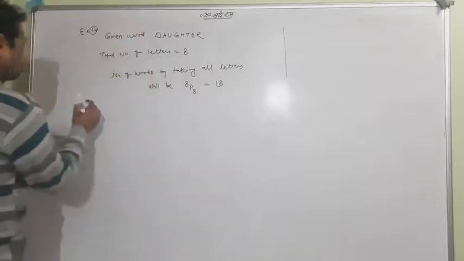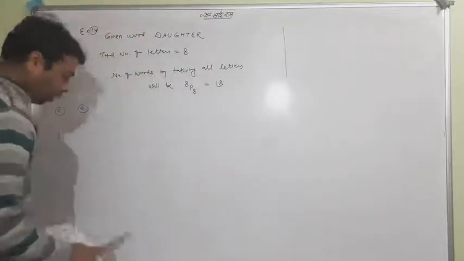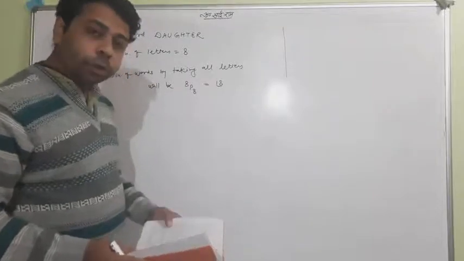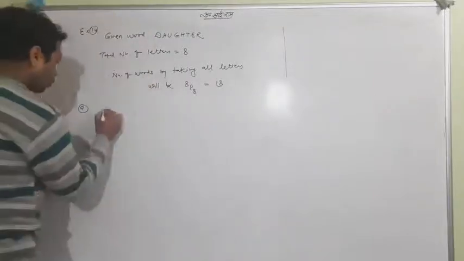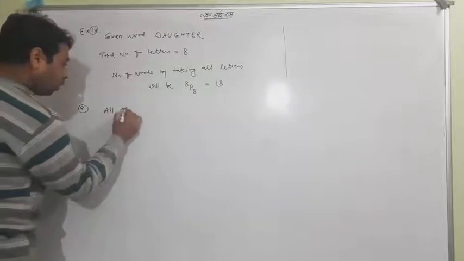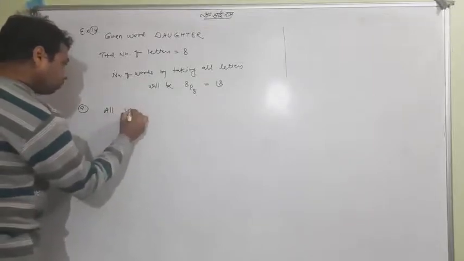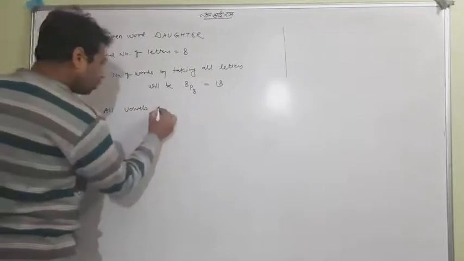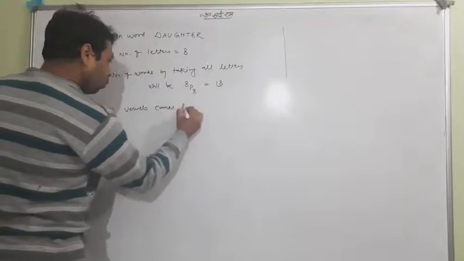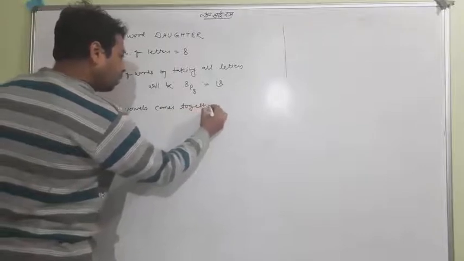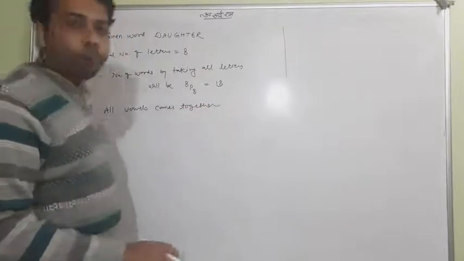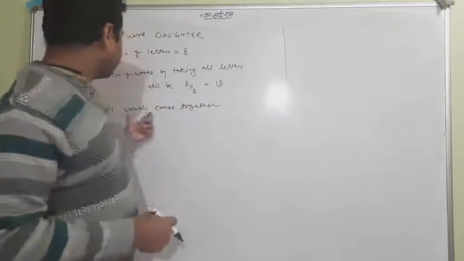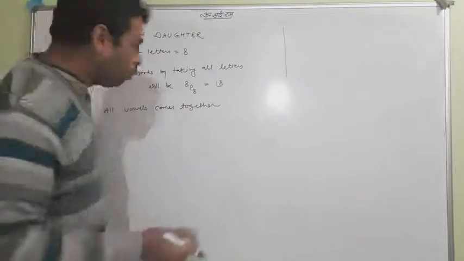Okay, now the second question. Read the second question. Question A says all vowels occur together. When all vowels come together, what do you mean? You know it. Last time I told you the example Bhopal, when B and H I took together. This time it is all vowels come together. Okay, no matter at all.